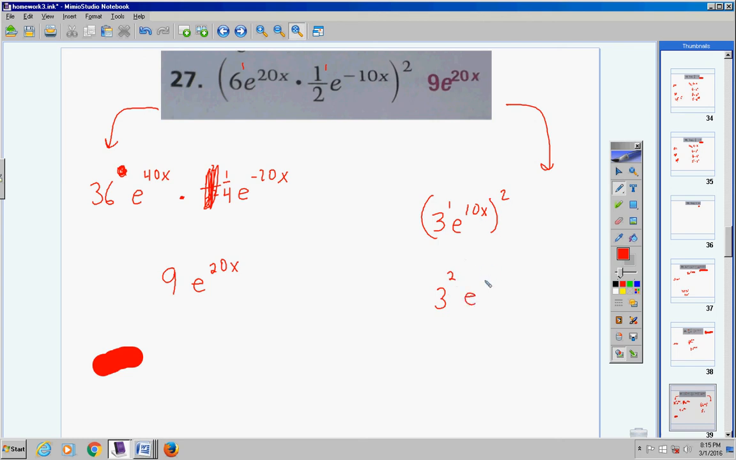2 times 10 is 20x. And of course 3 squared is 9. That's a lot less messy than this is, in my opinion. But anyways, that's how you would do that. Make sure you understand this, guys. These are going to be on your test.